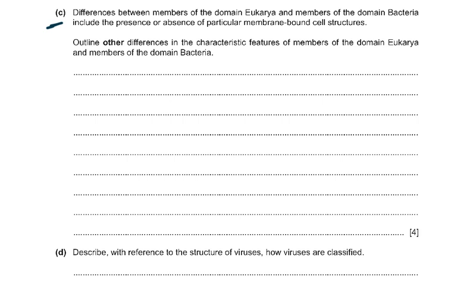Then part C of the question says differences between members of the domain Eukarya and members of the domain Bacteria include the presence or absence of particular membrane-bound cell structures. Outline other differences in the characteristics or features of members of the domain Eukarya and the members of the domain Bacteria. Well, I would just draw a line and I would write here Eukarya. You can actually do that. I don't know why you're all scared to do that. You always ask me that.